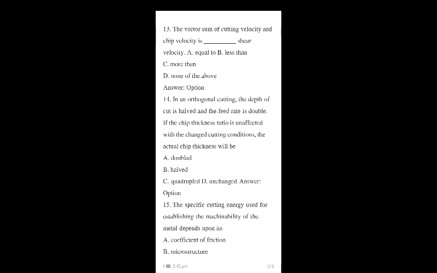Next question, in an orthogonal cutting, the depth of cut is halved and the feed rate is doubled. If the chip thickness ratio is unaffected with the changed cutting condition, the actual chip thickness will be doubled. 15th question, the specific cutting energy used for establishing the machinability of the metal depends upon all these three factors. Okay, option D is correct.